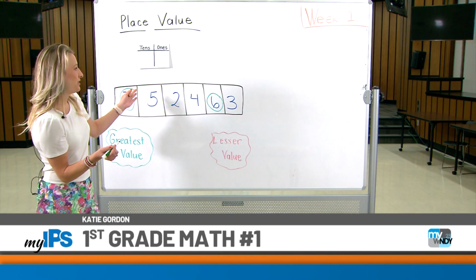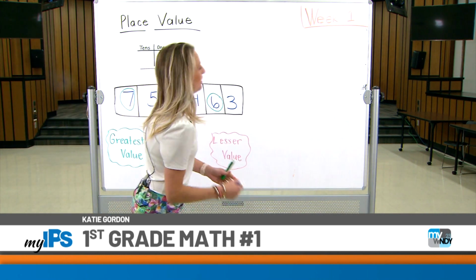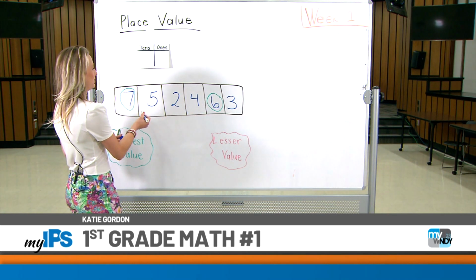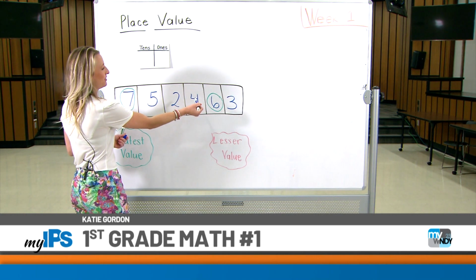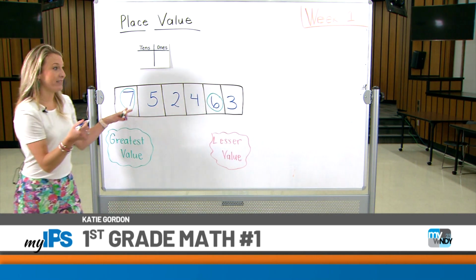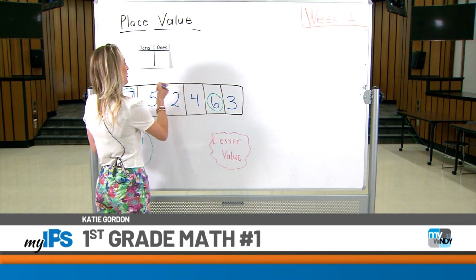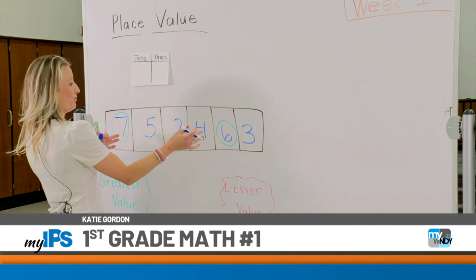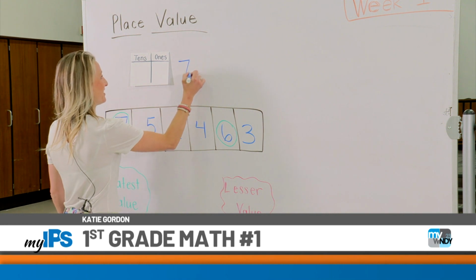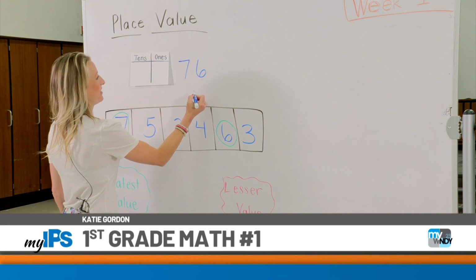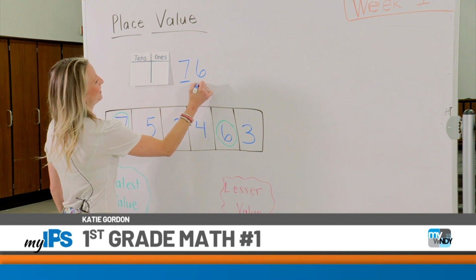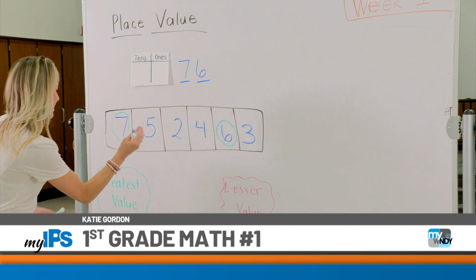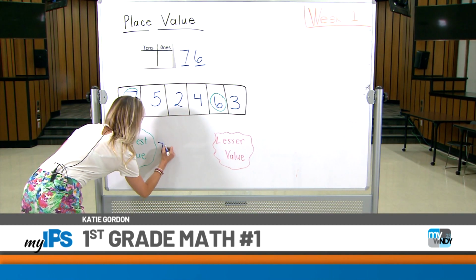Then I have to think, with these two numbers, 7 and 6, how can I put them in order to make the greatest number? Well, if I had 6 10s, then I would have 60. But if I had 7 10s, then I would have 70. So the greatest number I can make with these numbers is 76. I have 7 10s and 6 1s, and I get 76. So I can write my greatest value would be 76.